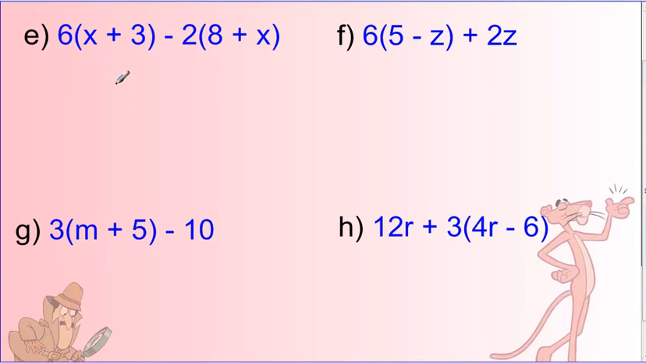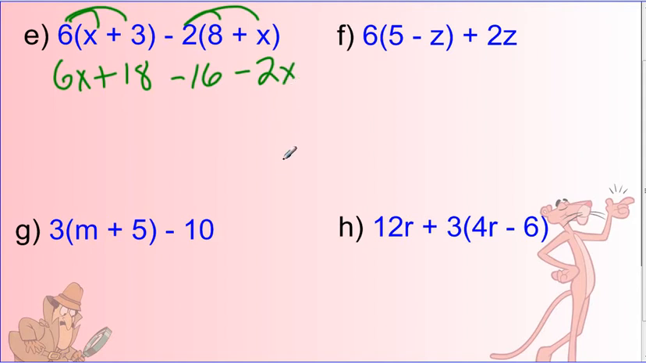Okay, let's see here. So we're going to distribute here and distribute there. This gives us a 6x plus 3 times 6 is 18. Here we have a negative 2 times 8 is a negative 16. See, it's a negative 2, the sign in front of the number. And a negative 2 times x is a negative 2x.